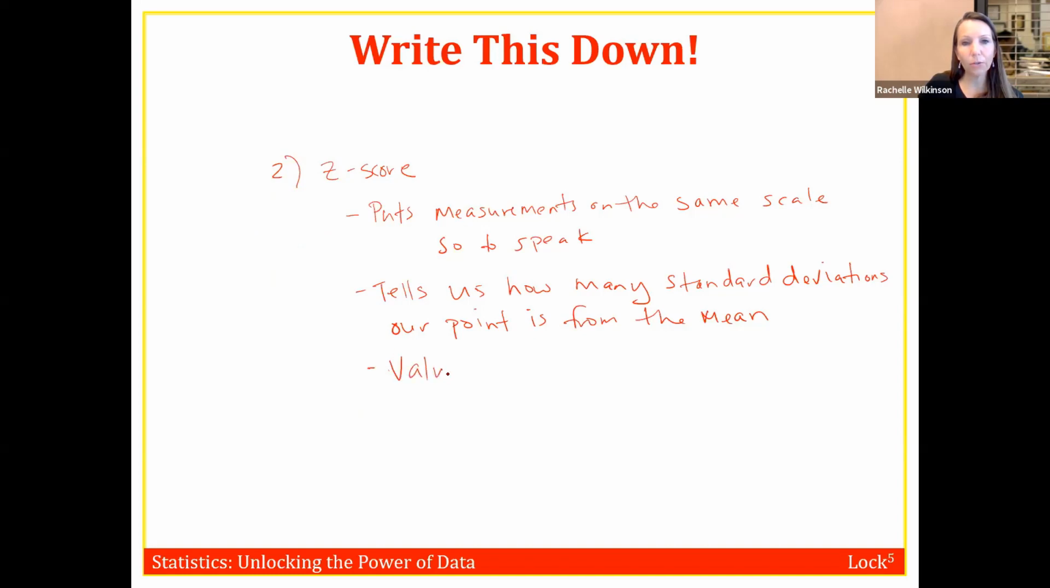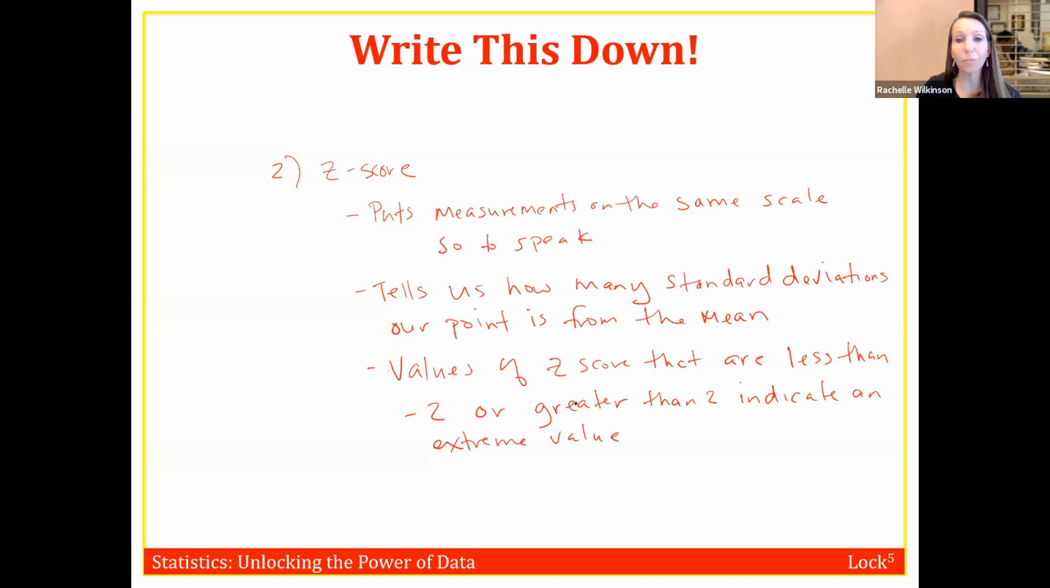So values of Z-score that are less than -2 or greater than +2 indicate an extreme value. And if you think about our 95% rule, we said if you're 2 standard deviations away from the mean, which is what a Z-score of 2 would mean, 95% of the values are going to be within 2 standard deviations of the mean. So less than 5% of the time, if you have a bell-shaped symmetric distribution, are you going to get Z-scores that are less than -2 or greater than +2.